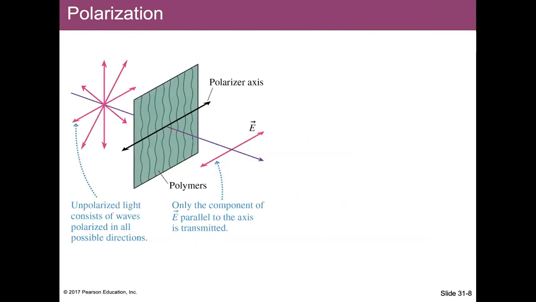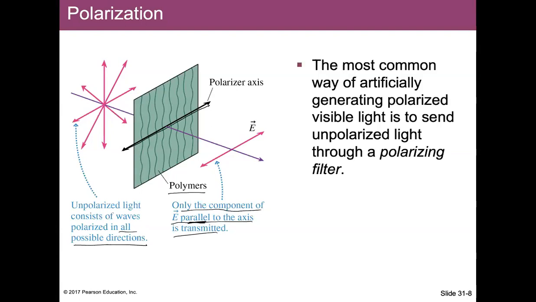So if we want to, we can polarize that light. We can take unpolarized light, which consists of waves polarized in all possible directions, and put it through a polarizer, which is made up of different polymers, and it only allows the component of the electric field that is parallel to the axis to be transmitted. So this one is going to be horizontally polarizing the light. The most common way of artificially generating polarized visible light is to send unpolarized light through a polarizing filter.